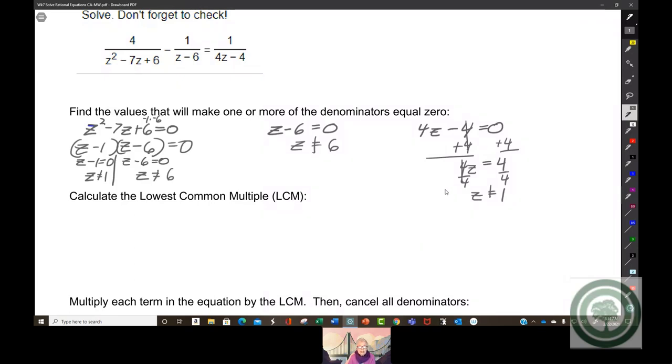So all things considered, let us consider some things. 6, 6, 1, 1. There are only 2 numbers that I have to worry about. That's enough. I have to make sure that whatever my answers are, I don't allow z to equal 1, and I don't allow z to equal 6. Those are the troublemakers. Okay.